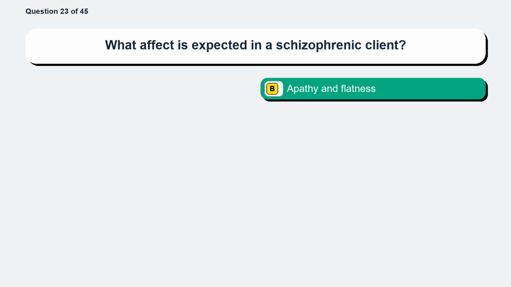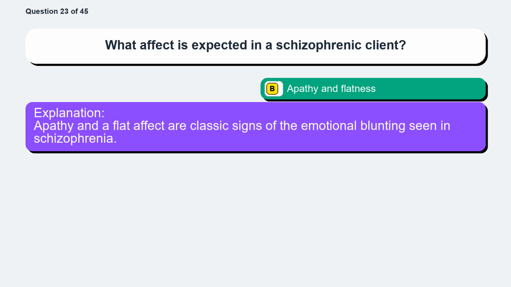The correct answer is option B, apathy and flatness. Apathy and a flat affect are classic signs of the emotional blunting seen in schizophrenia.